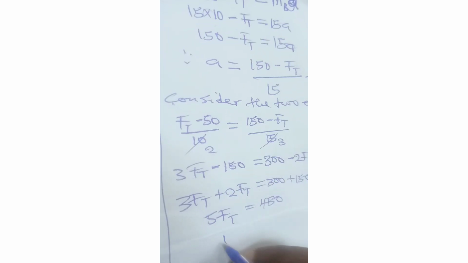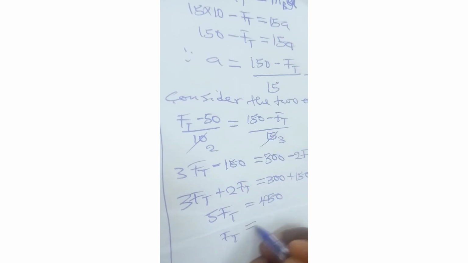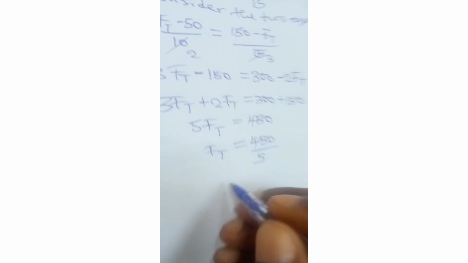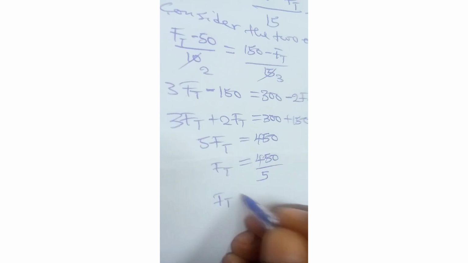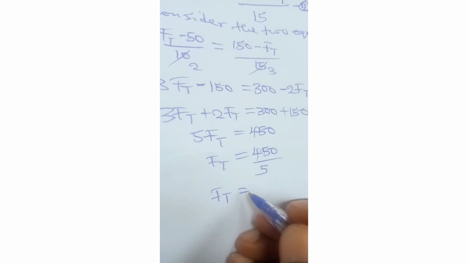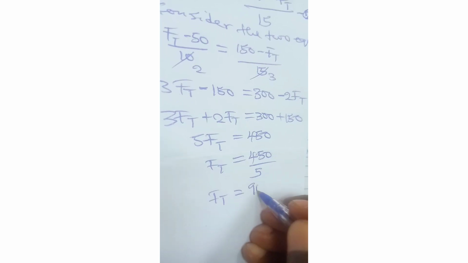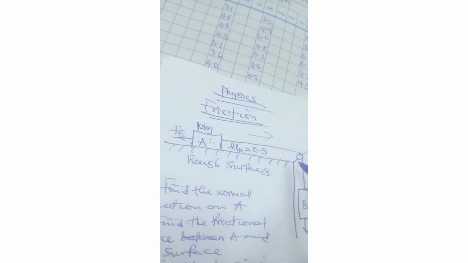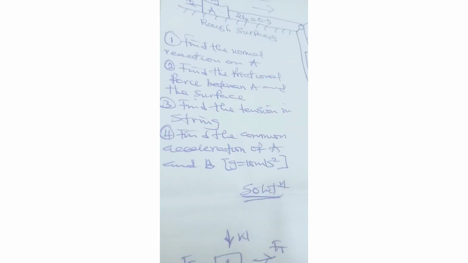So divide both sides by 5. You are going to have FT equal to 450 divided by 5, which is going to give you 90 Newton. So the tension in this string now is 90 Newton. The fourth question asks us to calculate the acceleration. Remember, find the common acceleration of A and B.